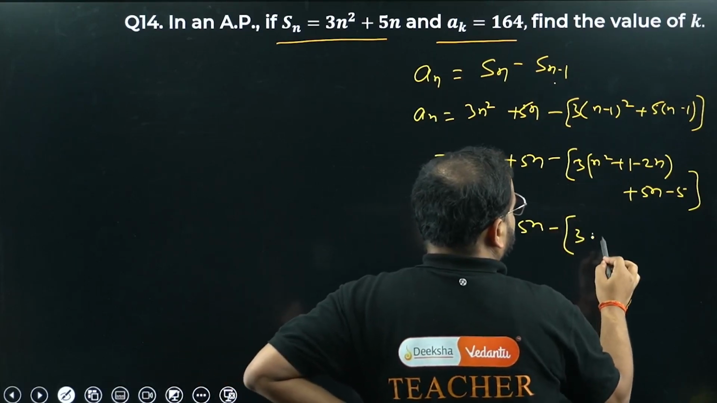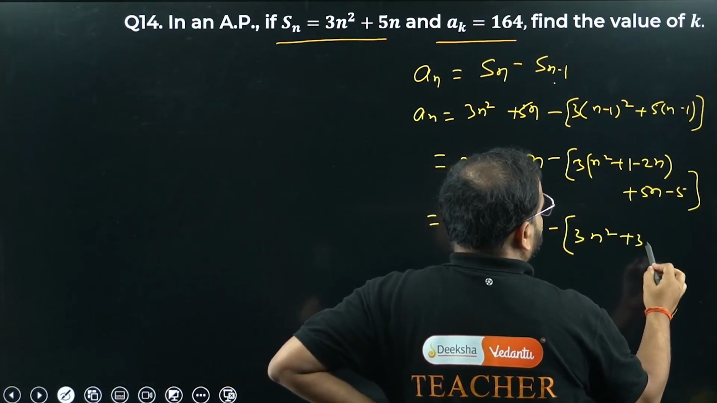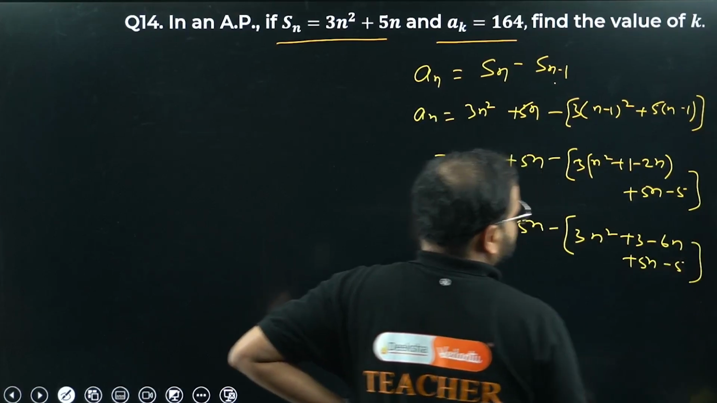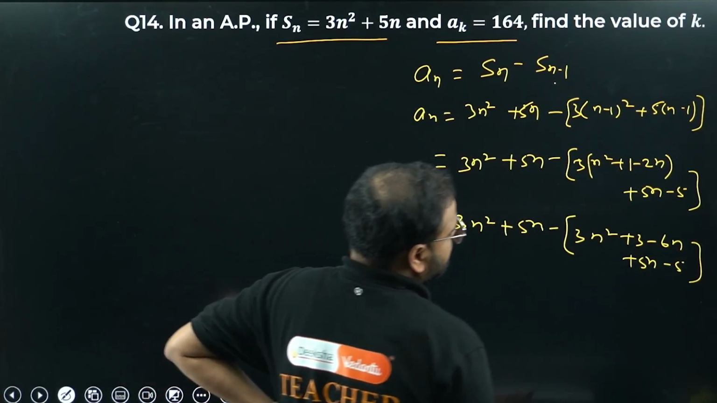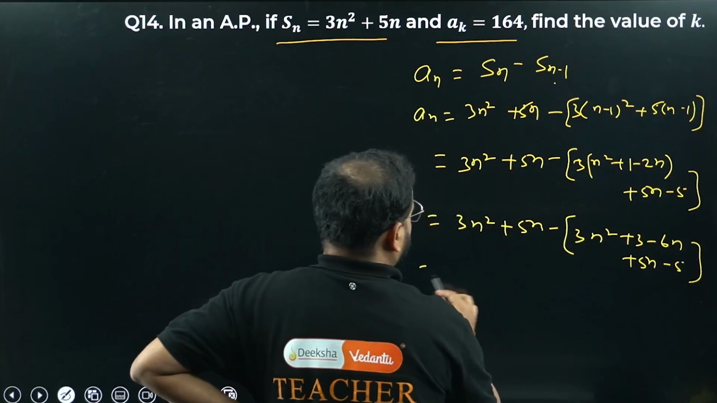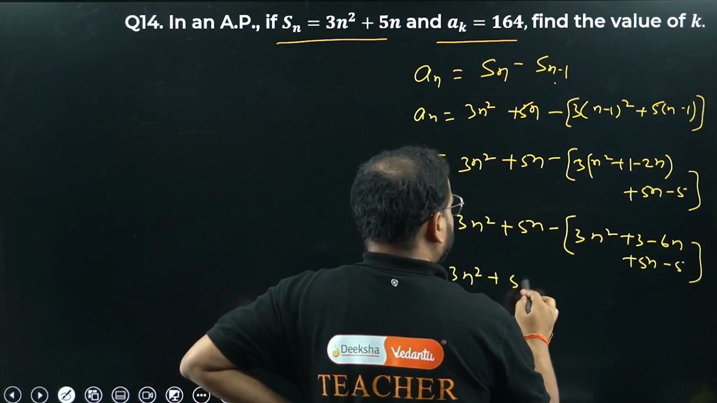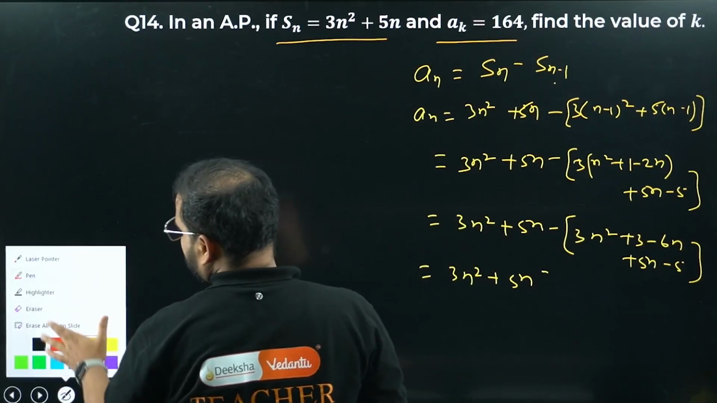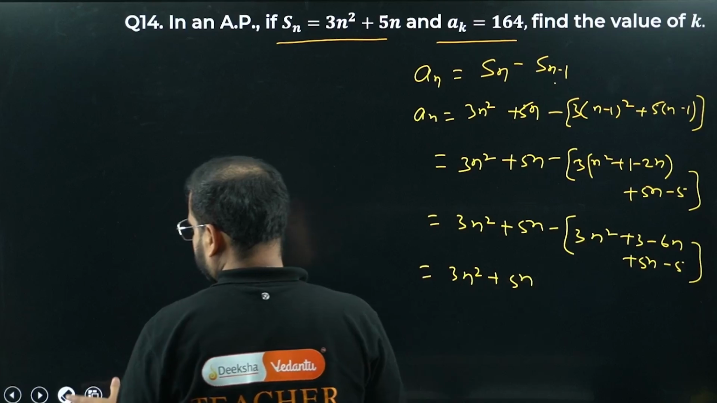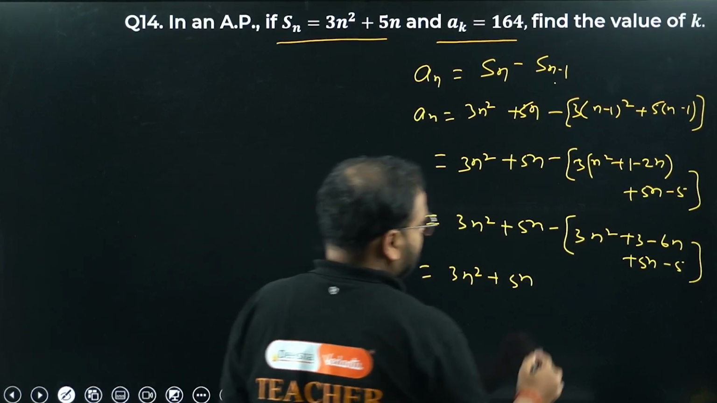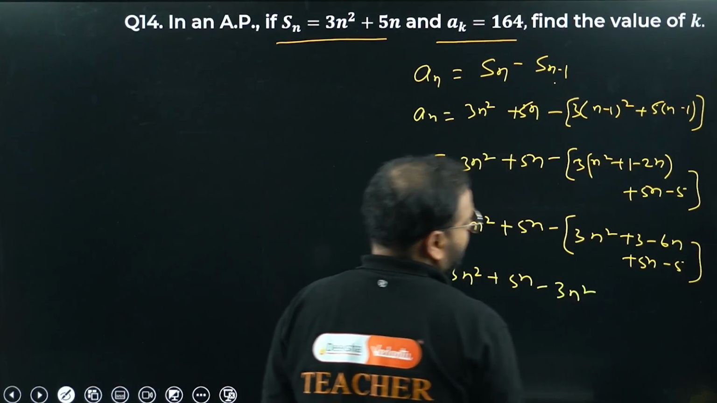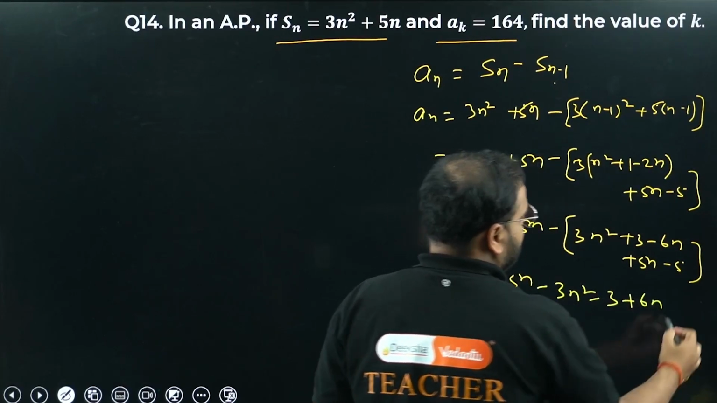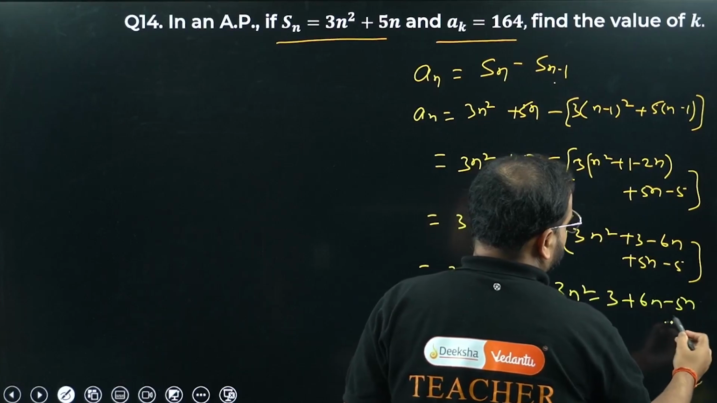Simplify this. 3n square plus 3 minus 6n plus 5n minus 5. Can you simplify this? Have a look. I can simplify this over here. 3n square plus 5n, plus 5n. Do the expansion, please. If I do the expansion of the bracket with the minus sign, I'm getting minus 3n square, minus 3 plus 6n, minus 5n and plus 5.